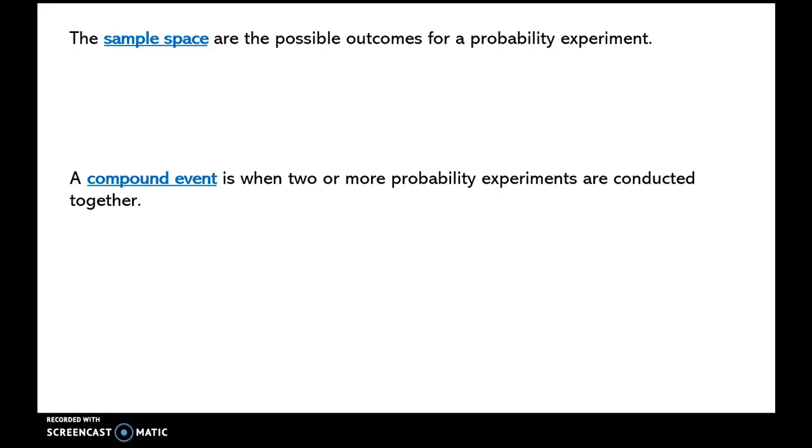What that would mean is like we're flipping a coin and then tossing a number cube, or spinning a spinner and then flipping a coin. So it's basically two probability experiments or more. First example I want to go over is find the sample space for flipping a coin and then tossing a number cube. To find the sample space of compound events, we can make a tree diagram.